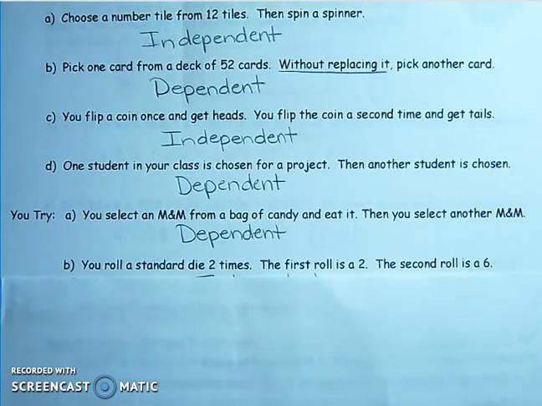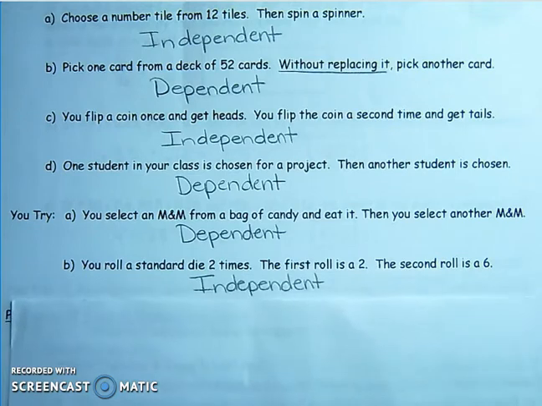In B, you roll a standard die 2 times. The first roll is a 2, the second roll is a 6. Again, you did not change the sample space. You still have a chance of getting the numbers 1 through 6, so that's independent. If you have any questions on independent or dependent, now is the time to ask.